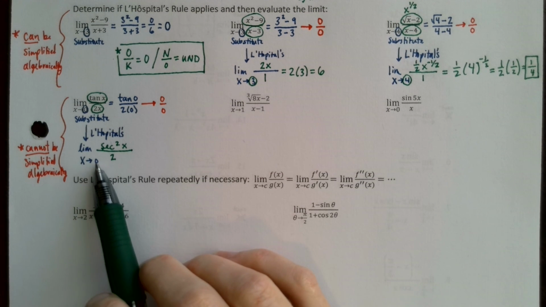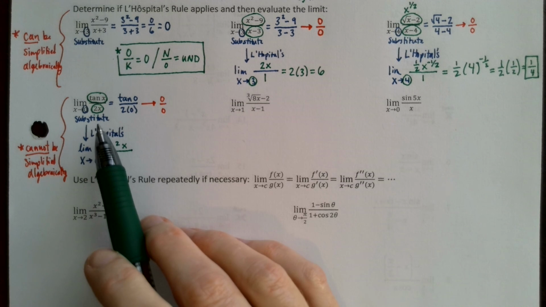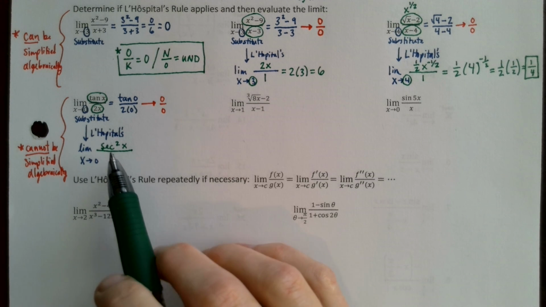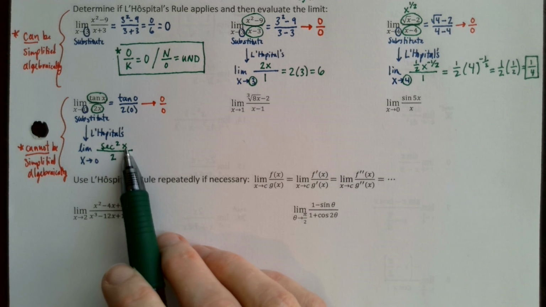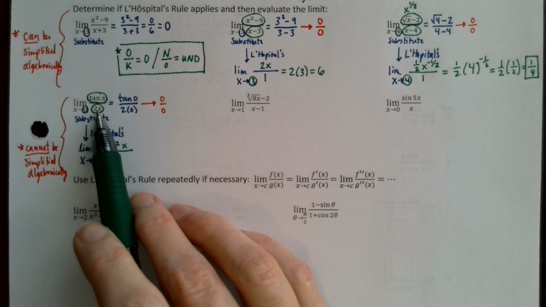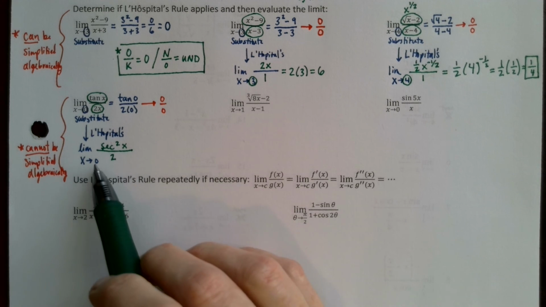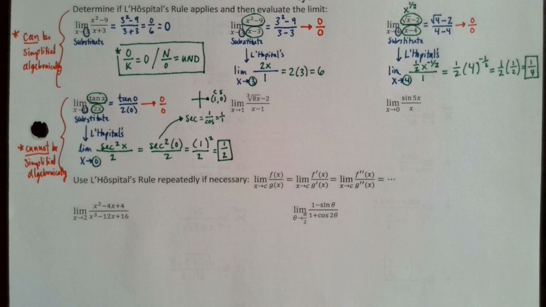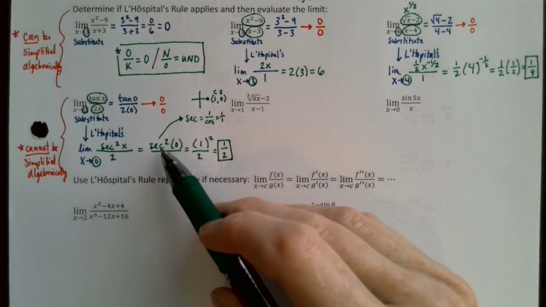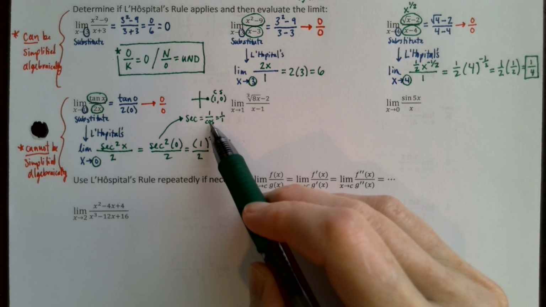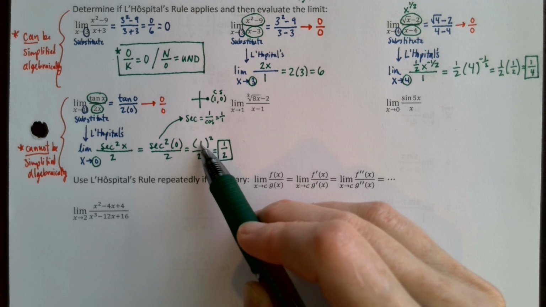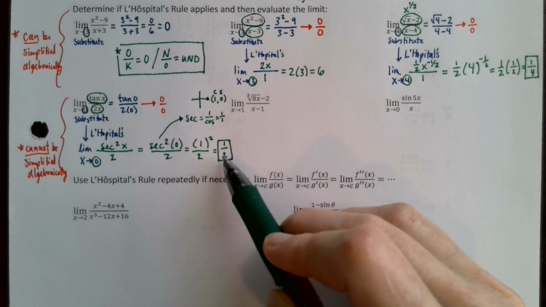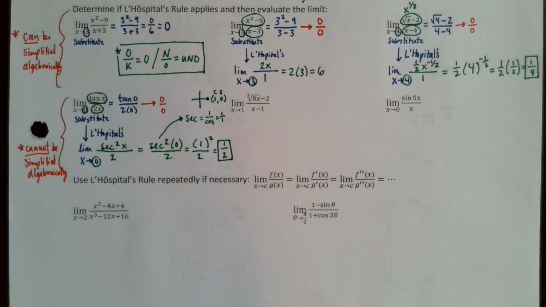My limit as x goes to 0 is now going to be the quotient of the two derivatives. My numerator derivative of tangent x is secant squared x. My denominator derivative of 2x is 2. So let's try to resubstitute the 0. To find the secant squared, I find the 1 over cosine at 0, which is 1, so 1 over 1. I do need to square it. It still gives me 1 over 2, so 1/2 is the final answer.